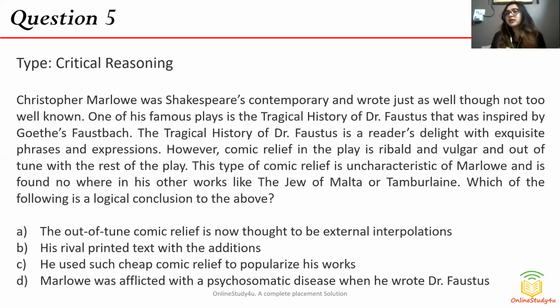His rival printed the text with additions. He used cheap comic relief to popularize his work, and Marlowe was afflicted with a psychosomatic disease when he wrote Dr. Faustus. Now all the other options, if you look at, rival printed the text, we do not know. That's a very strong conclusion to make. He used cheap comic relief to popularize his work. Again, that's a very strong conclusion or strong opinion to make about someone.